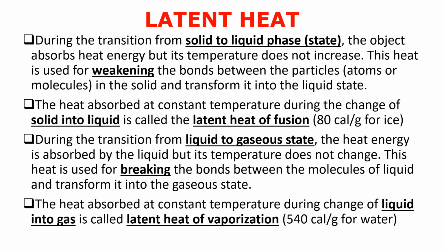Now, the heat absorbed at constant temperature during change of liquid into gas is called latent heat of vaporization. It is 540 calories per gram for water. For different substances, it will be different. So for water, what does it mean? It means that each gram of water has to be provided 540 calories of heat in order to get converted into steam.